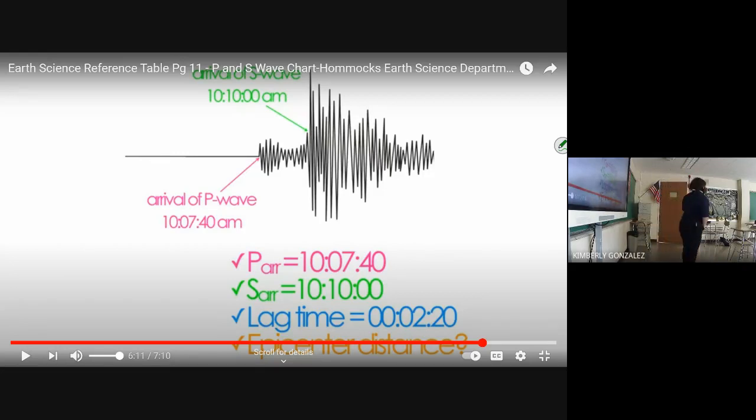I'm going to introduce you to the wedgie method. You're literally wedging that piece of paper in between the S wave and P wave on the graph. So here you have your P arrival time is 10:07:40. Your S arrival time is 10:10:00, and your lag time is 2 minutes and 20 seconds, and you are asked to find the epicenter distance. So how far away is the epicenter? Remember, the lag time is the difference between the S arrival time and the P arrival time.